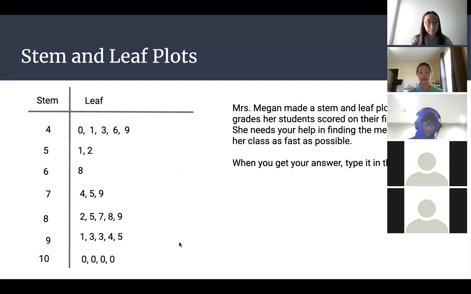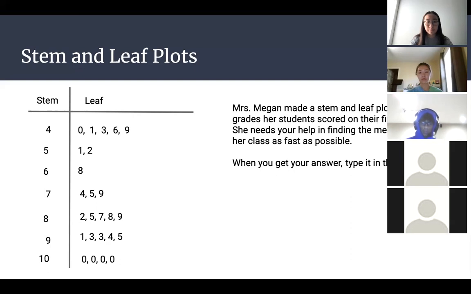Okay. So now the stem and leaf plot is going to be a representation of the grades a class got on their final exam. So let's read the question first. Miss Megan made a stem and leaf plot of all the grades her students scored on their final exam. She needs your help in finding the median score in her class as fast as possible. All right, so the teacher wants to find the median score of her class, and you all should find the median as quickly as you can.